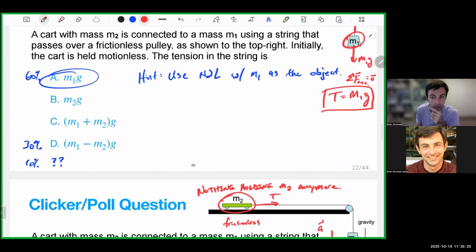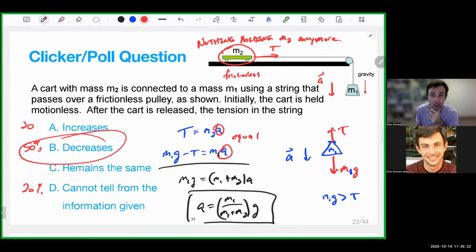That one we did in class. In class, we just got that the tension decreased because M1 is moving down. But this is the way you're going to solve for the acceleration. M1 and M2 are two different objects, so we can apply Newton's second law separately to both of them.